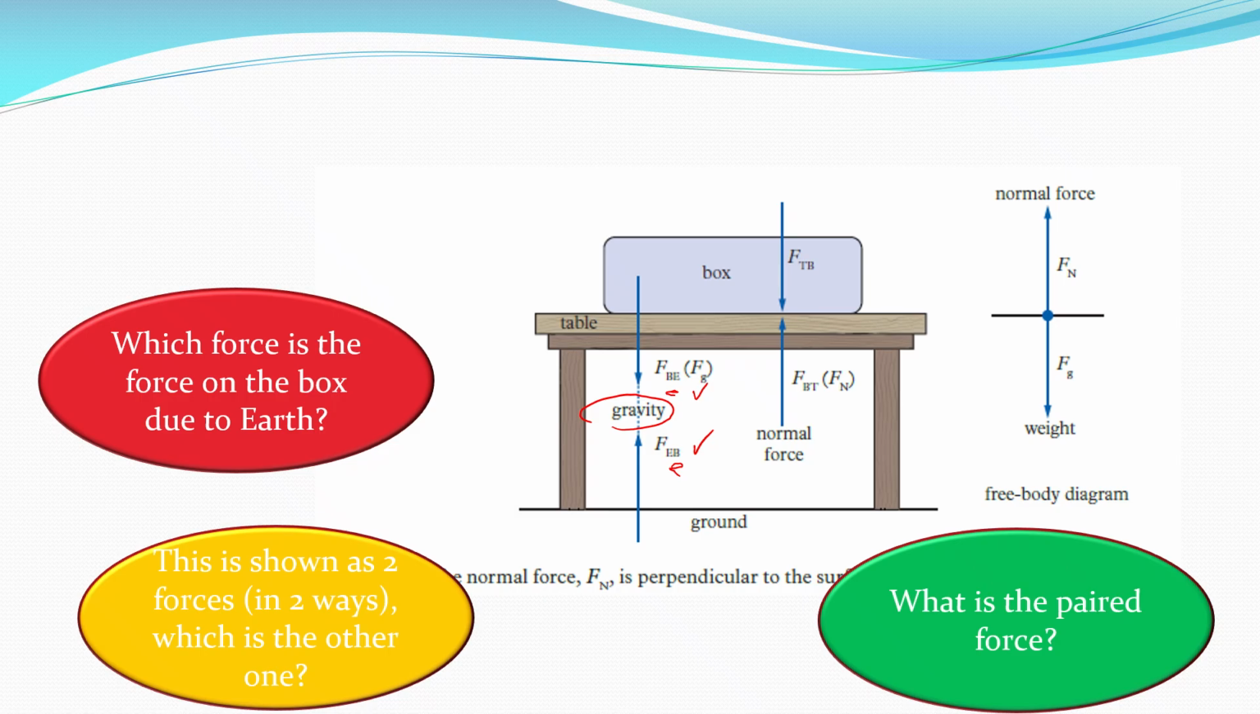Now, whilst the box has weight due to the Earth's gravity, there is a force on the box due to the gravity. That's its weight. The reverse is also true. There is a force on Earth due to the mass of the box. However, the box's mass is so insignificant compared to the Earth, so we often just ignore that one.